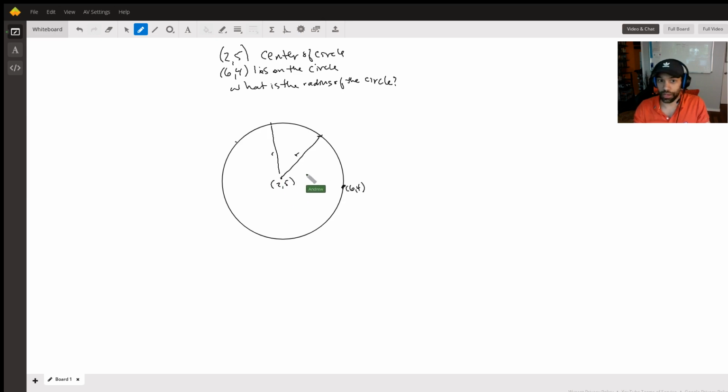So from that logic, the distance from the center to this point, which is on the circle, is also the radius. When this is asking what is the radius of the circle, really what it's asking is: what is the distance, I'll write it here in shorthand, from this point 2 comma 5 to the point 6 comma 4. That's really what it's asking here.